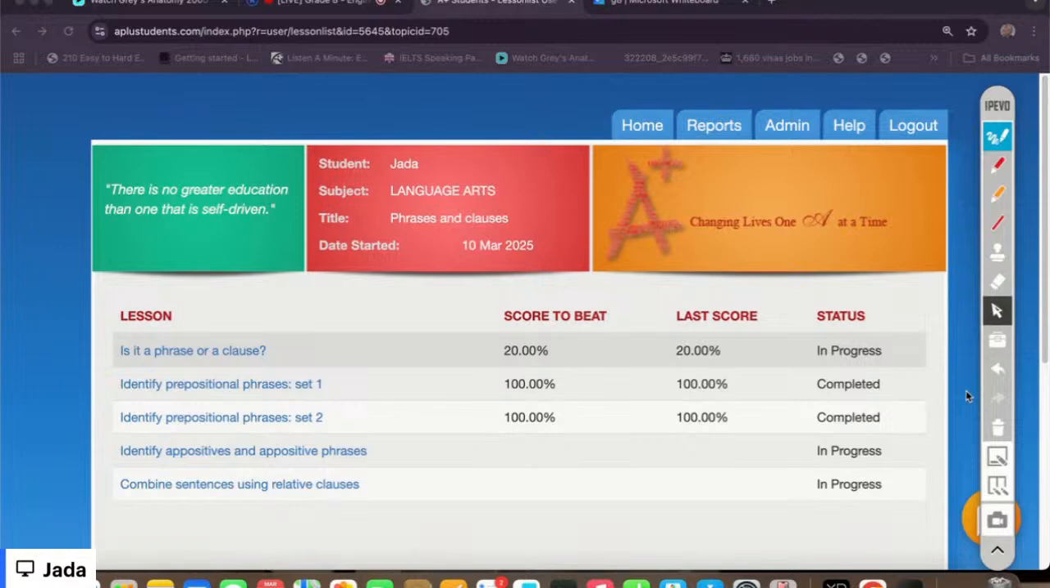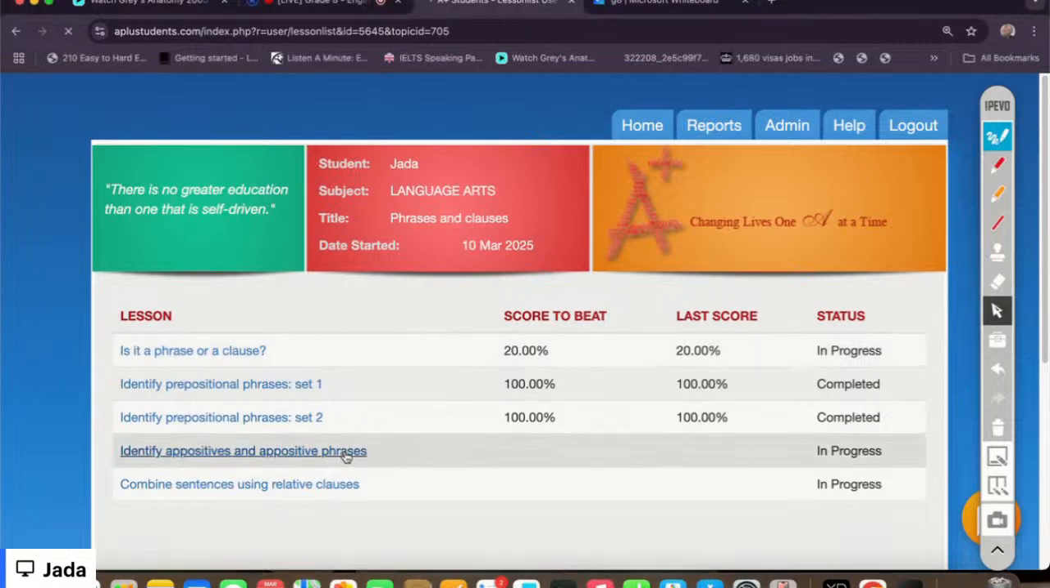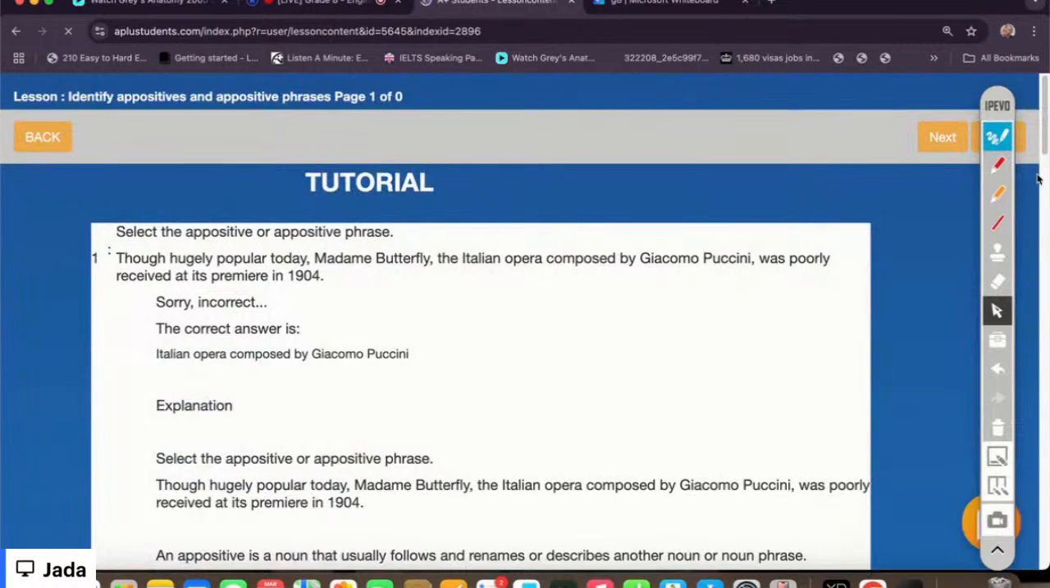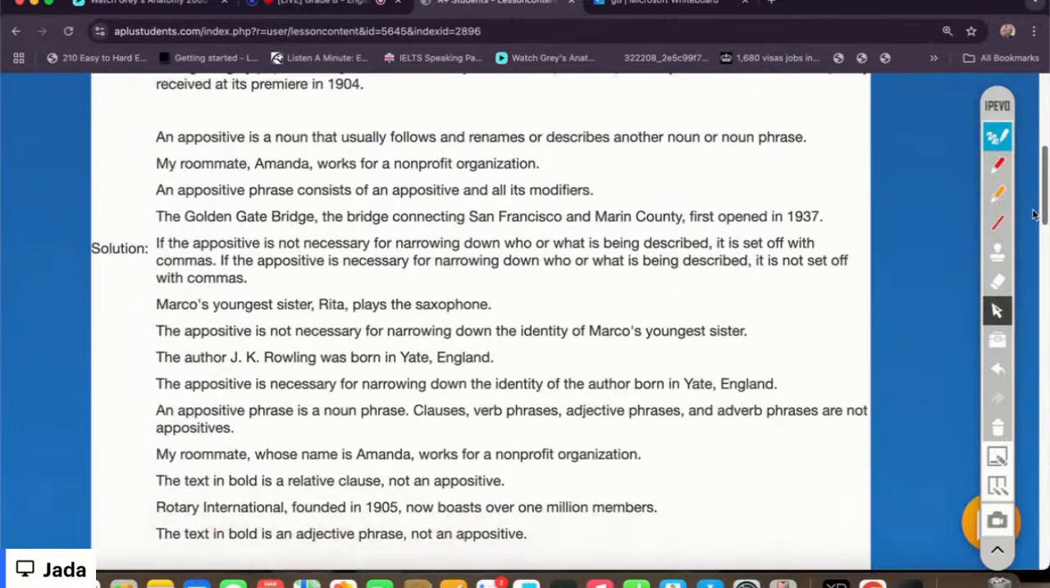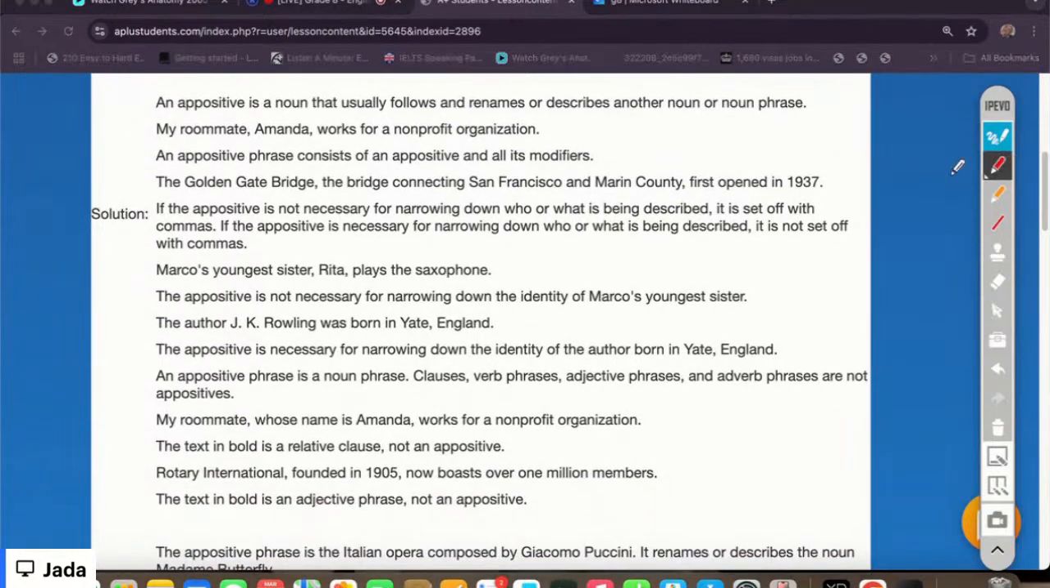Okay, so we'll start now. All right, so an appositive is a noun that usually follows and renames or describes another noun or noun phrase. My roommate Amanda works for a non-profit organization.